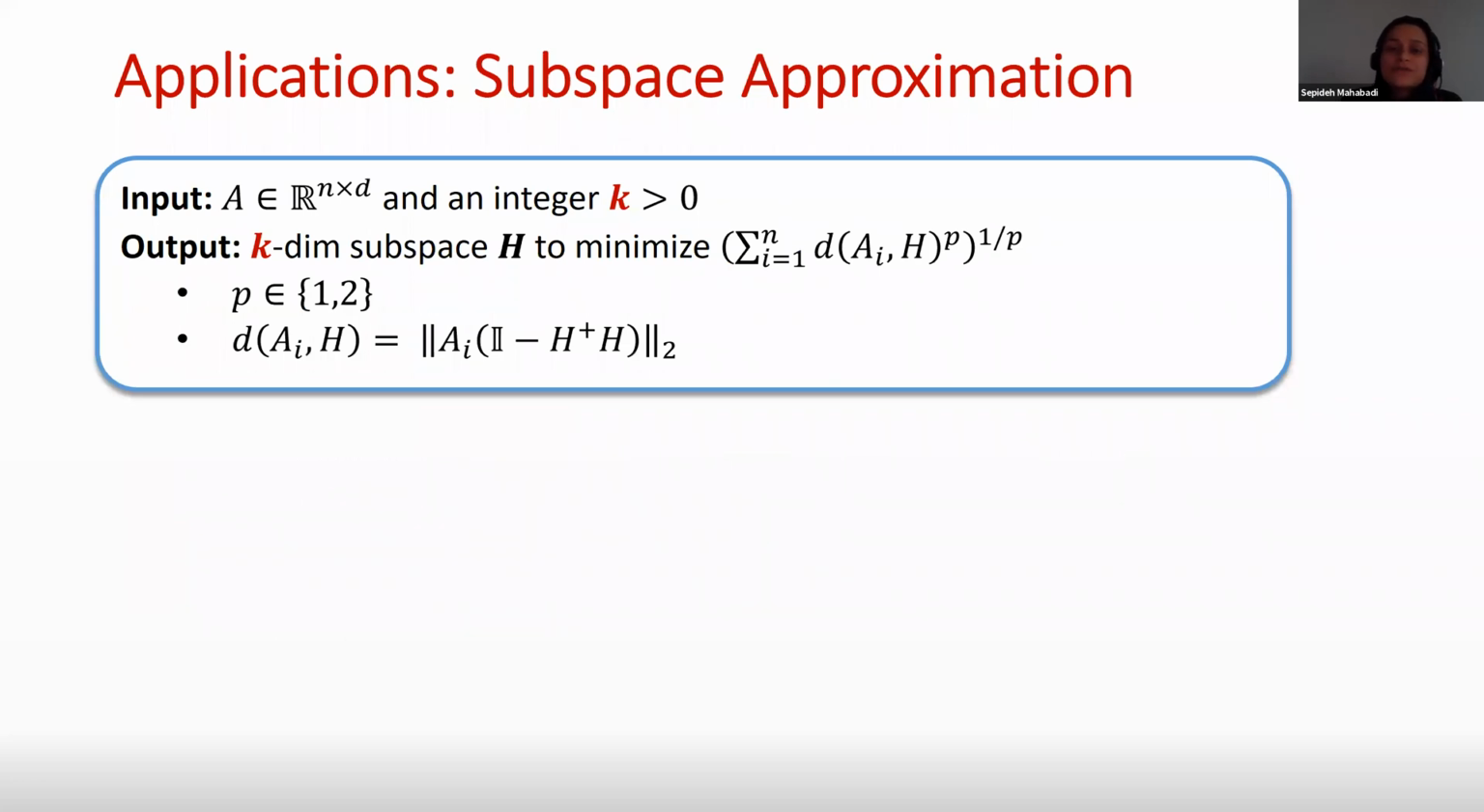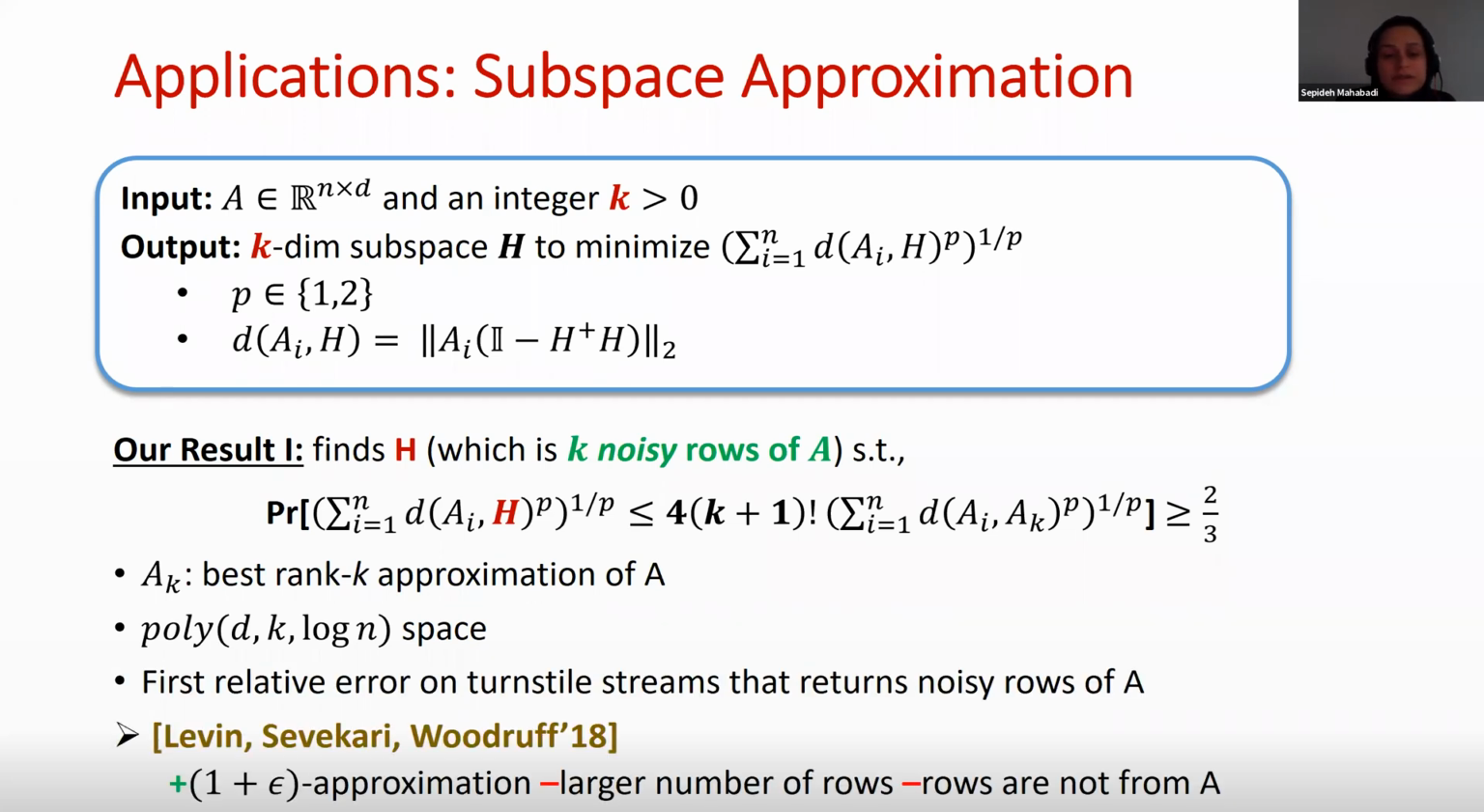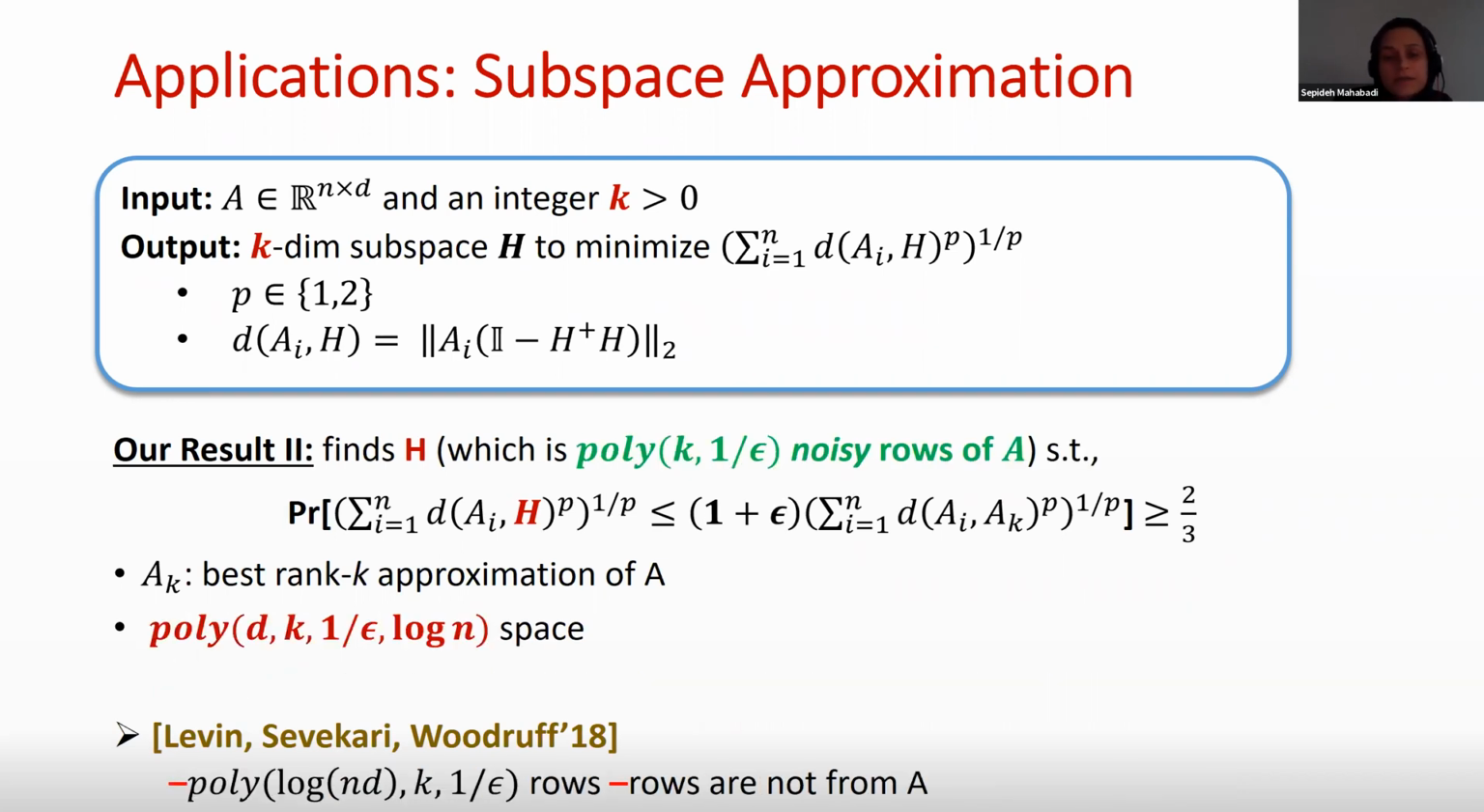So we can show similar results for subspace approximation. So in this problem, the goal is to pick a subspace of dimension k such that the total distance squared of all the rows to this subspace is minimized. And again, we can show order (k+1) factorial approximation for the problem. And again, this is the first relative error algorithm on turnstile streams that actually is producing k noisy rows of the matrix. So we can reduce the approximation down to 1 plus epsilon at the cost of returning more rows.